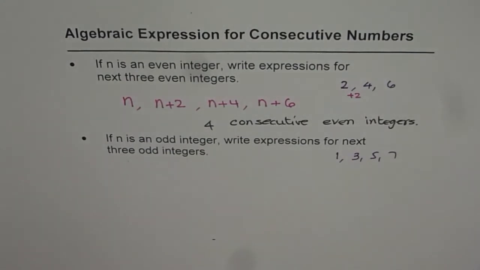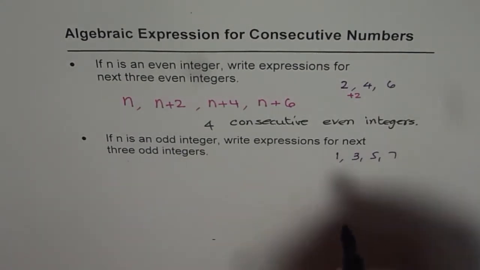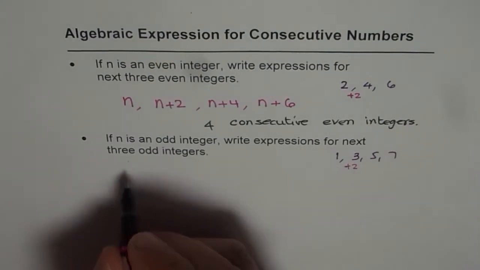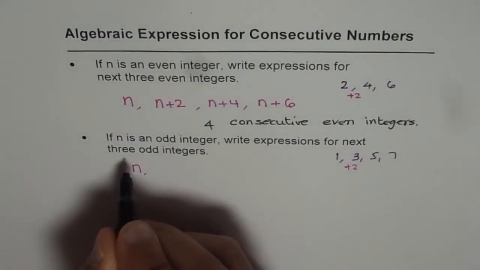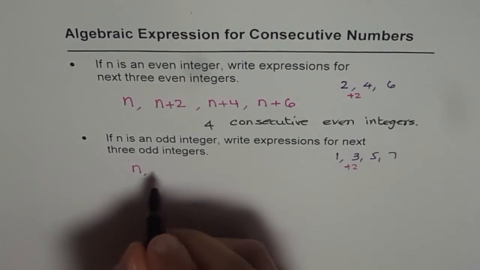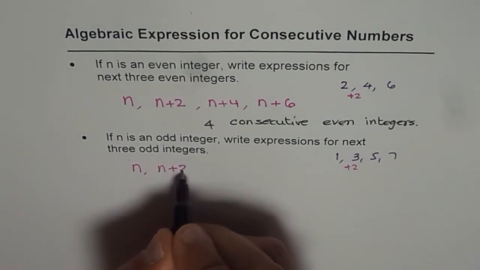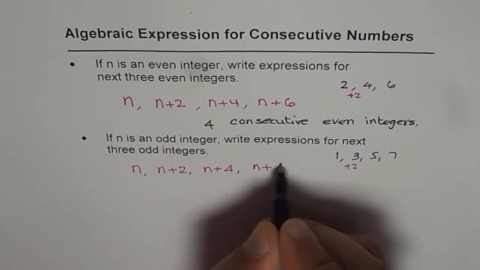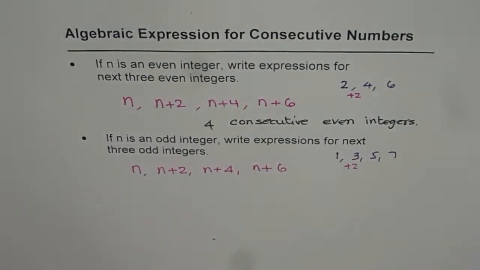How do you get them? You get them by adding 2, right? So here also you add 2, right? So the numbers could be n, where n is odd this time, okay? The next will be n plus 2, then n plus 4, and n plus 6, right? So that is how we can get consecutive odd or even integers, okay?